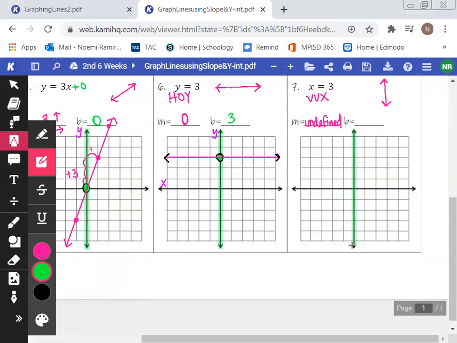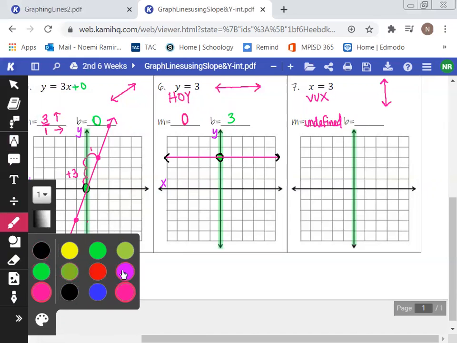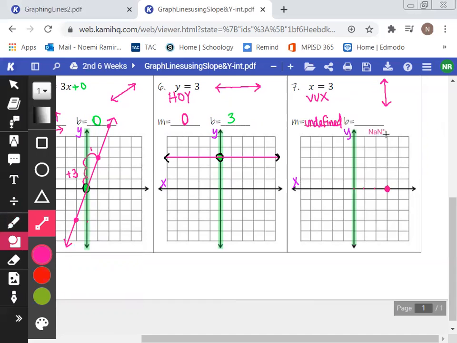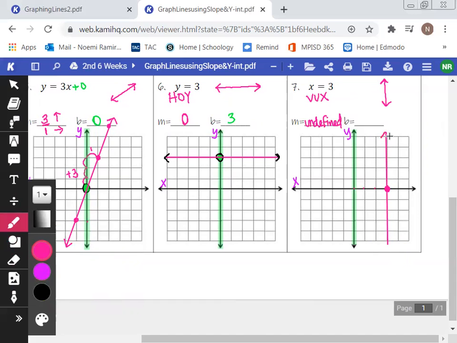So we're just going to graph this line. Remember, this is my y-axis, this is my x-axis. Typically, you would put your very first point on the y-axis, but notice how it says x equals 3. That means the point that I plot has to be on the x-axis. Positive 3, 1, 2, 3 is right here. And we have to draw a vertical line going through this point. Okay, not perfect, I know.